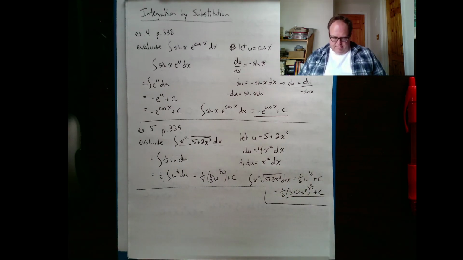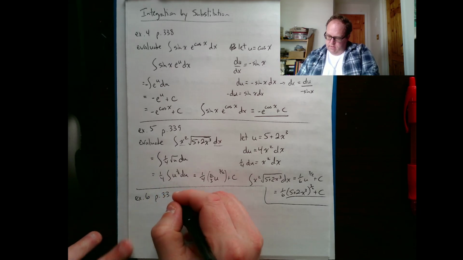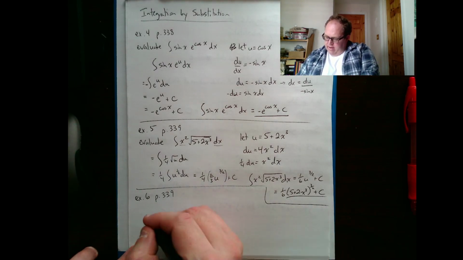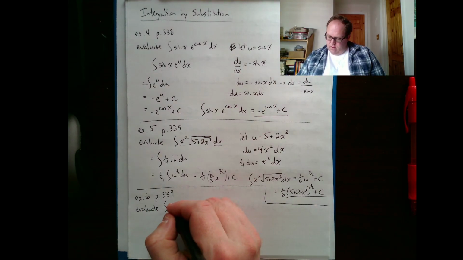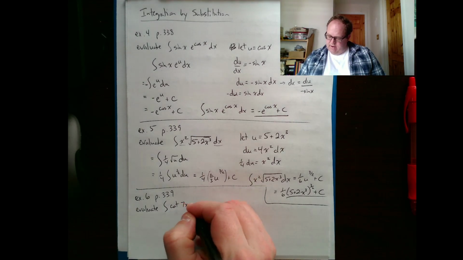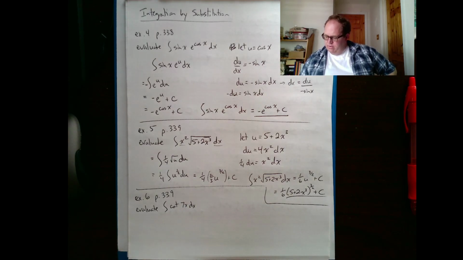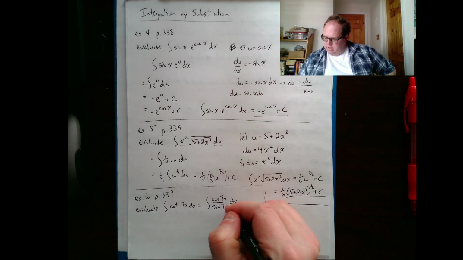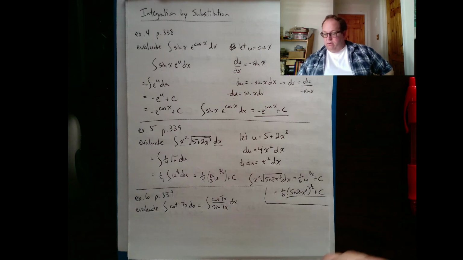I have enough room here for example 6. And what I'm evaluating is the integral of cotangent 7x dx. Now, whenever you're dealing with just a cotangent or just a tangent inside your integral, it's usually a little bit easier to break it down into cosine and sine. Cosine 7x over sine 7x dx. Then you've got that cosine sine pair again, where one is close to the derivative of the other.